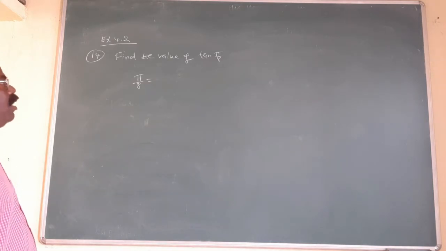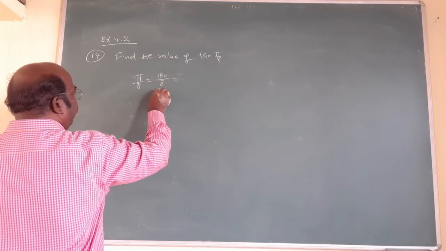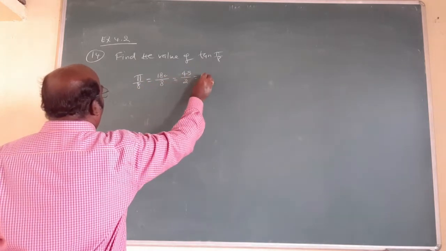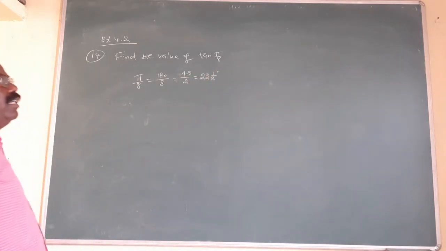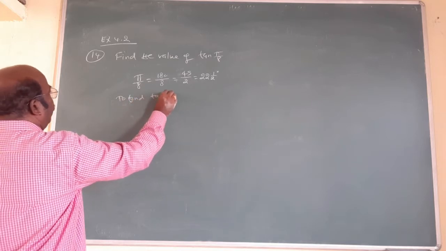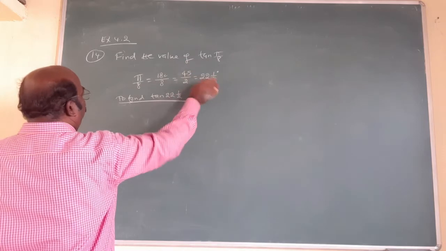Now listen here. 14th question: find the value of tan pi by 8. Pi is what? 180 degrees. Pi by 4 is 45 degrees. Divided by 2, pi by 8 is 22 and a half degrees. So to find is tan of 22 and a half, that is tan pi by 8.